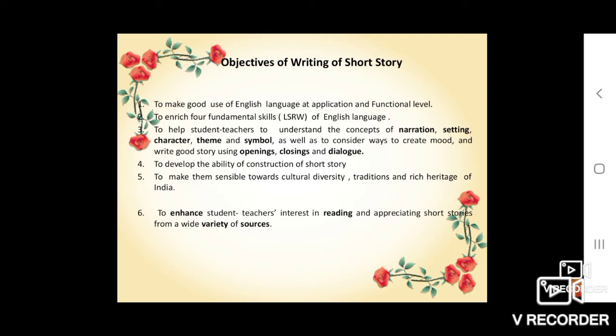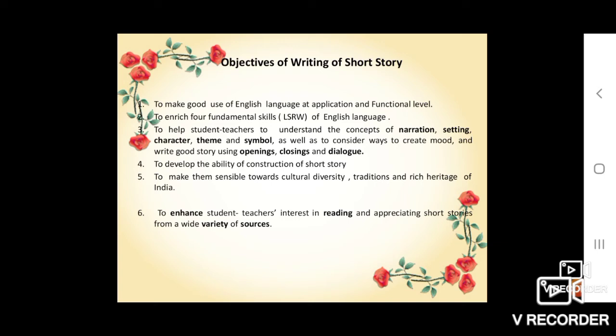The fourth objective deals with developing the ability to construct a short story, to make them sensible towards the cultural diversity, traditions and rich heritage of India. And the last one, to enhance student teachers' interest in reading and appreciating short stories from a wide variety of sources.